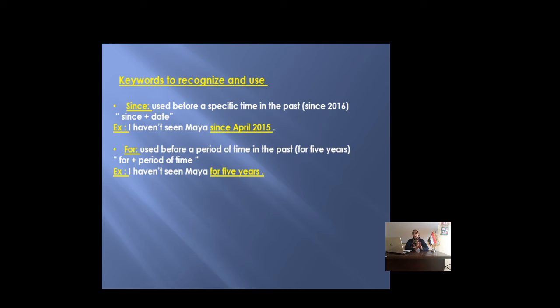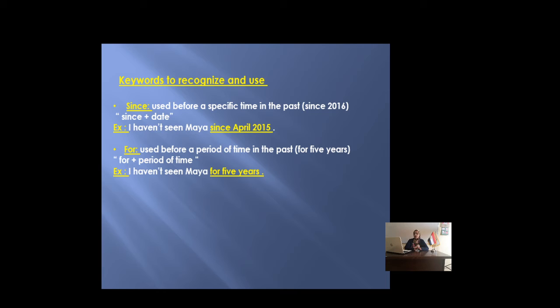So, since is used before a specific time in the past: since 2016, or since 2011, or since April, since March, or since Friday, or since we were young, since we were in primary 4, that's since. I haven't seen Maya since April 2015. So you gave me a specific time. And why this? Because we said that since tells you everything.